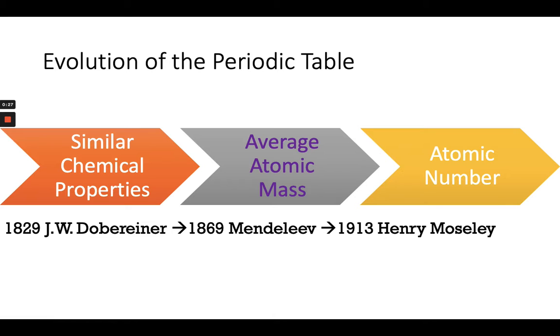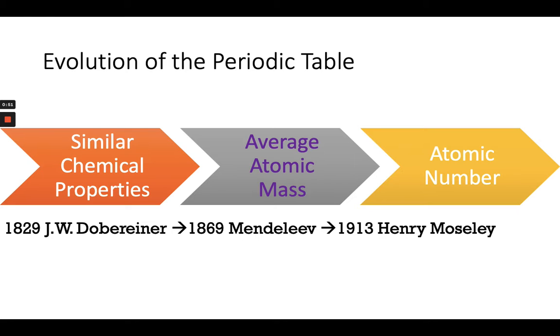So just a sort of evolution of the periodic table. In 1829, a scientist named J.W. Dobereiner noticed that he could group certain elements by similar chemical properties. And this was the beginning of scientists trying to decide and understand how chemicals related to each other.